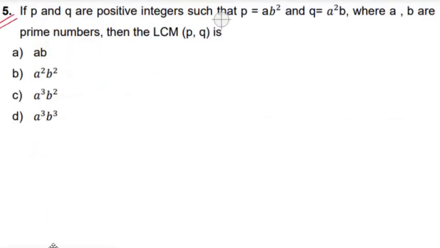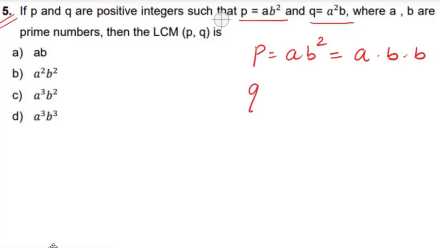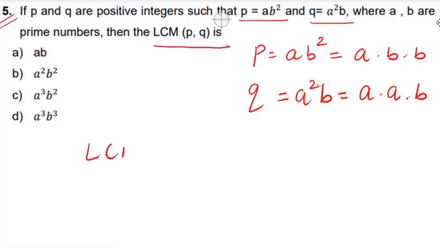Question number 5. Here in place of P we are given AB square, and in place of Q we are given A square B. So P is equal to AB square, which is A into B into B. We can write P like this. Now Q is equal to A square B. It can be written as A into A into B. Now we have to find out the LCM of P and Q.